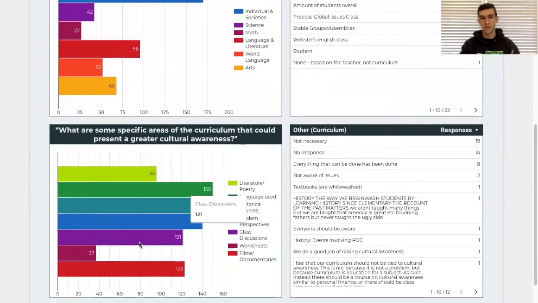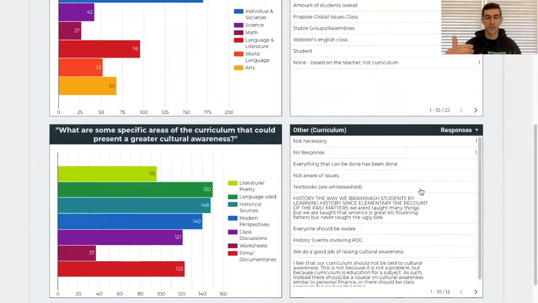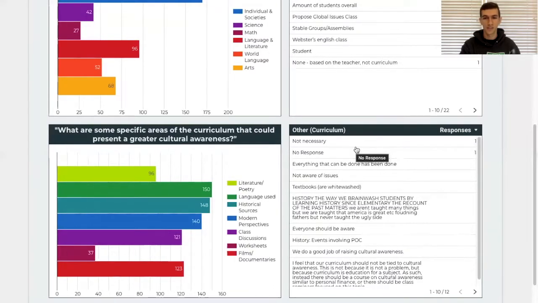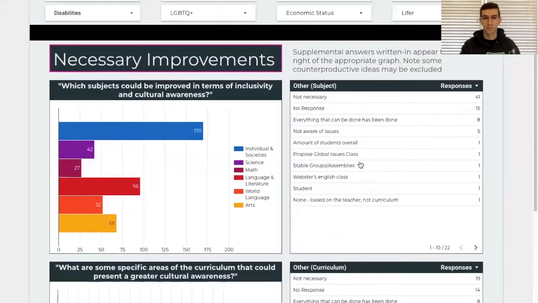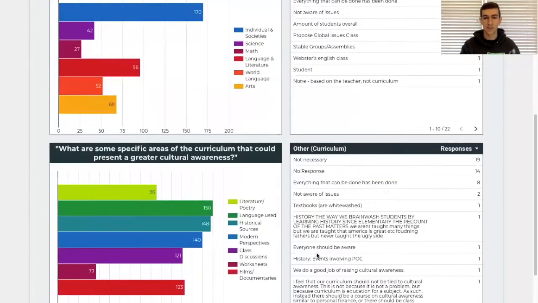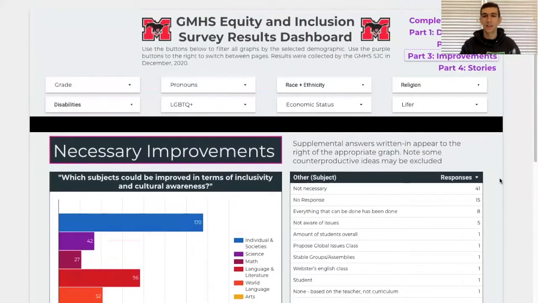So you can see how many people selected each one of those, as well as a bunch of the other written-in responses, such as people who said that this just isn't necessary at all, or people who gave no response, or even some other specific options. Again, understand it, look at it. This is who we are as a community, and it's important to understand that.